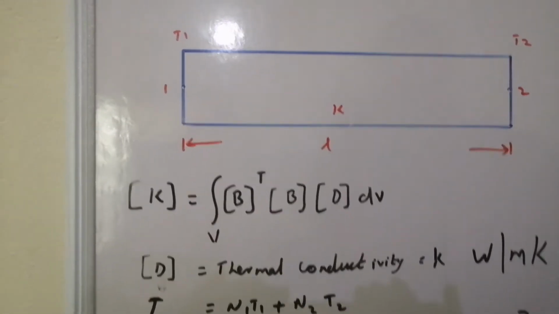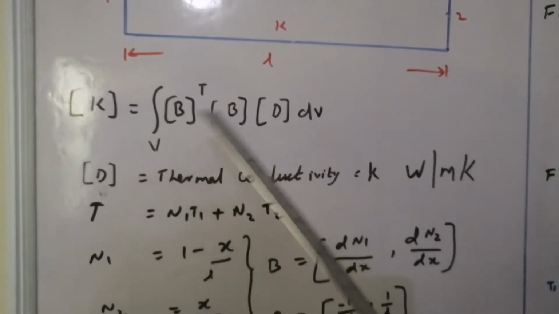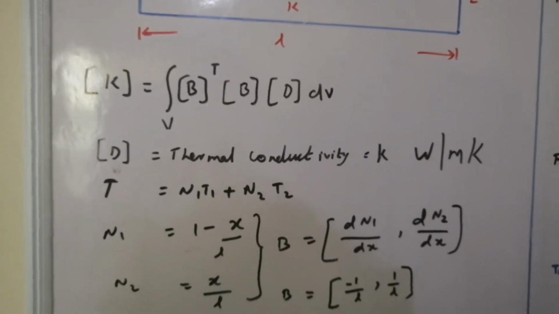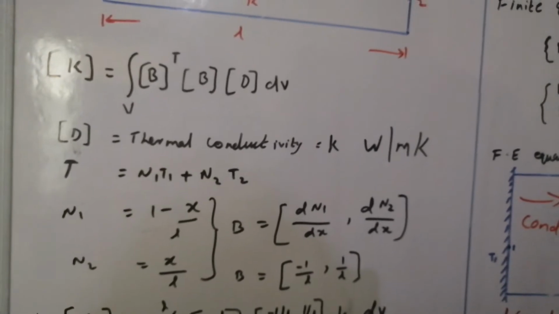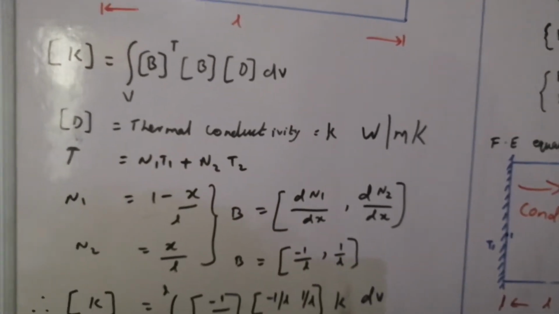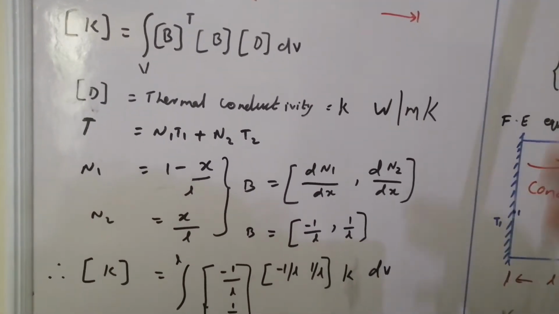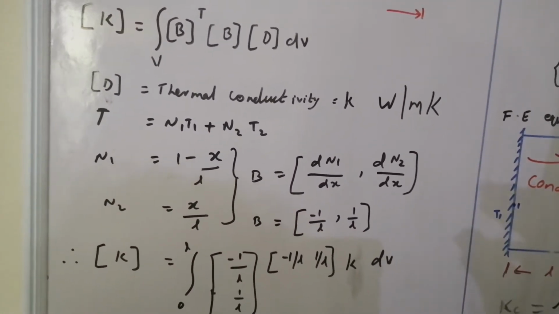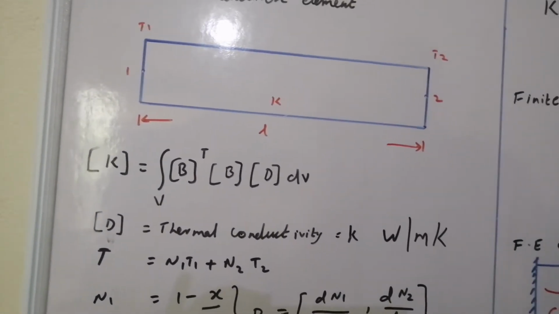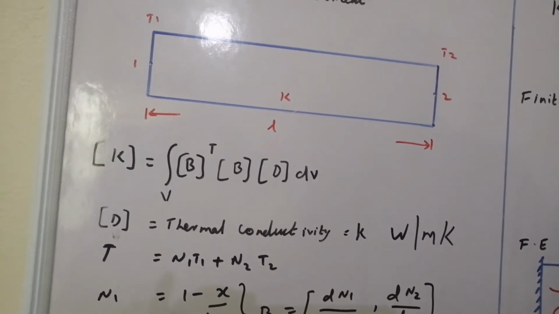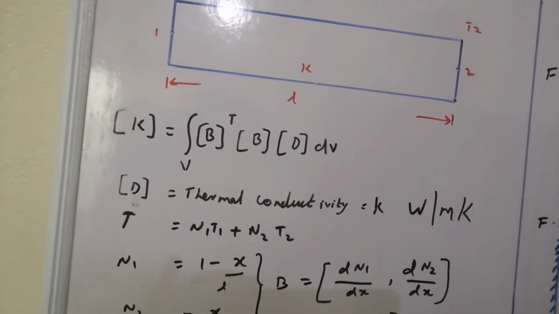And we know the equation for the stiffness matrix equals integral of B transpose D B dV, where B is the strain displacement matrix. And here D equals thermal conductivity, that is the rate at which heat passes through specific elements, that is, how much time it will take for the heat to transfer through this element. That is what we call thermal conductivity, and it is denoted by small letter k, and its unit is watt per meter Kelvin.